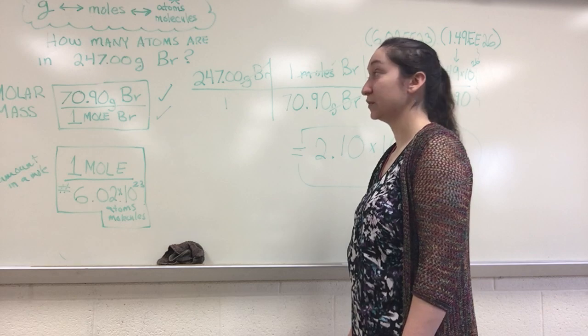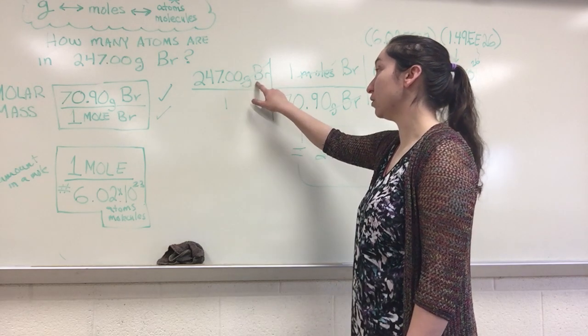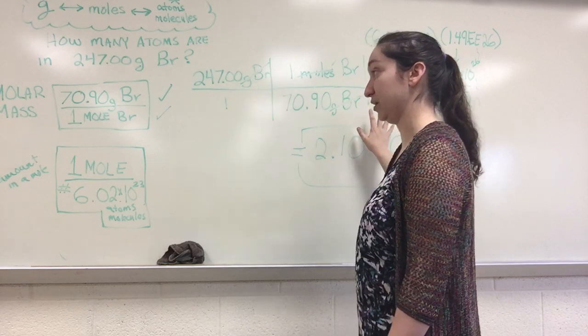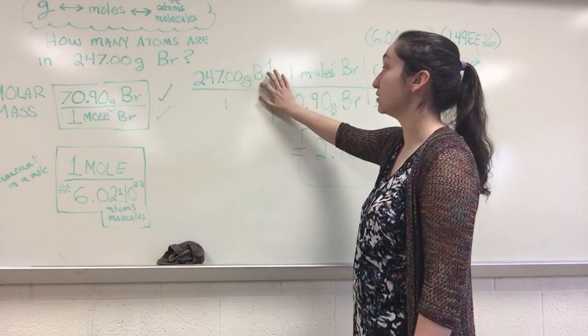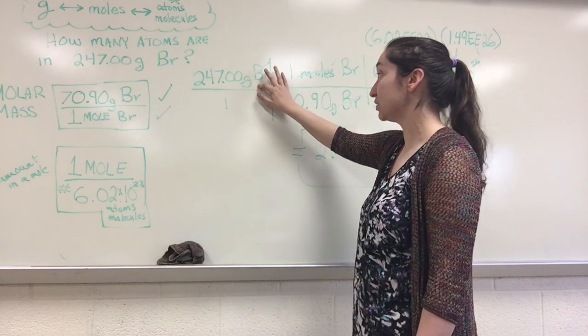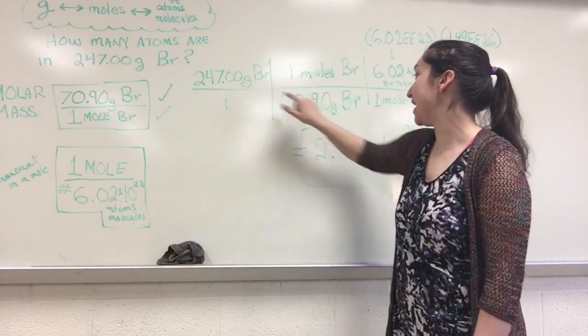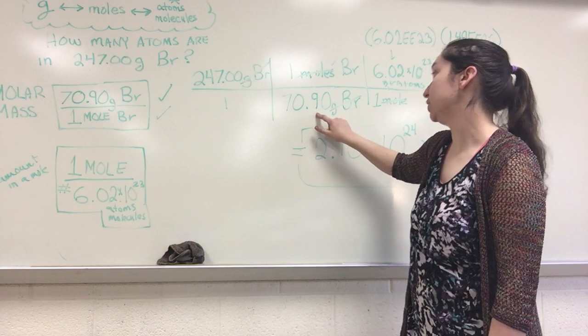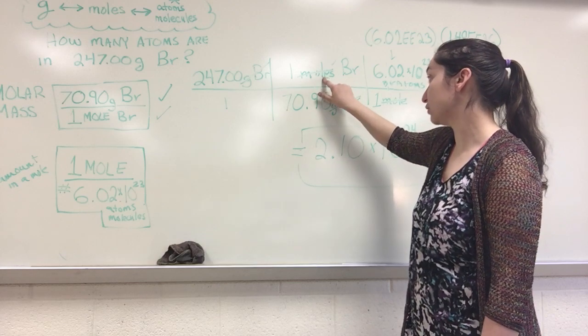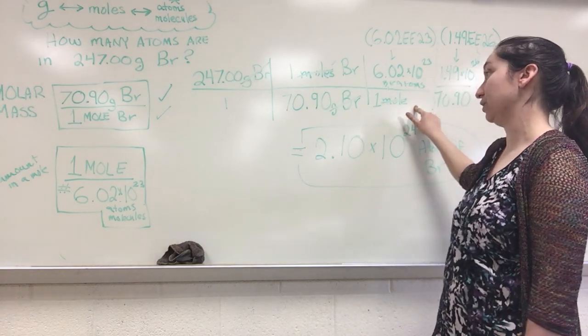Sorry, if this had been moles, it would have been a one-step. I would have gone straight to grams that way. But if this was number of atoms, then I would have had to go number of atoms, 6.02, and then moles would have been up here. I would have wound up doing grams.